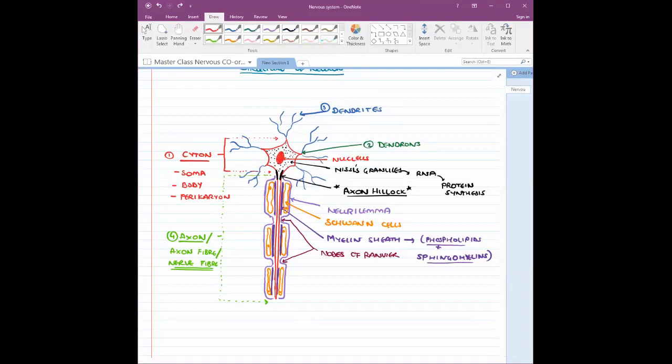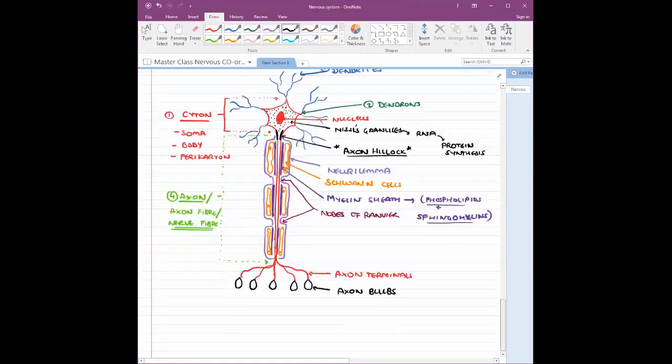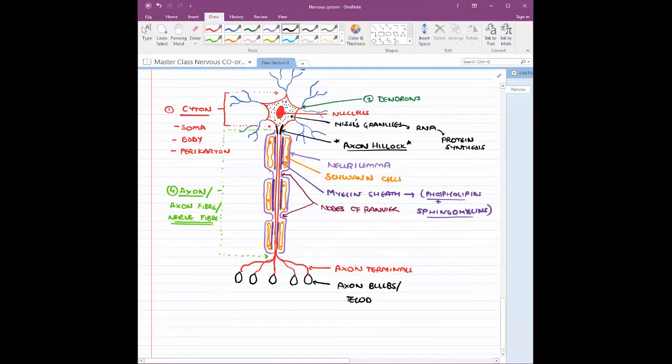Now once this is done, guys, what are we going to see? We are going to have the axon. The axon is going to come down and ultimately it is going to branch into different branches like this. What are these branches? These are called your axon terminals. They are known as axon terminals because ultimately they are going to end into something. What are these going to end into, guys? They are going to end into these bulb-like structures. We call these bulb-like structures your axon bulbs, or we also call them telodendrons. Axon bulbs or telodendrons.